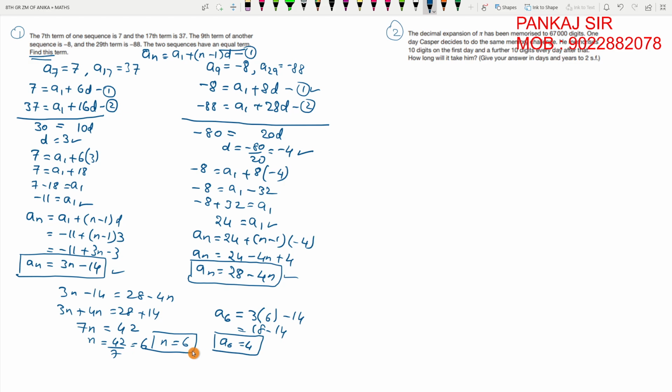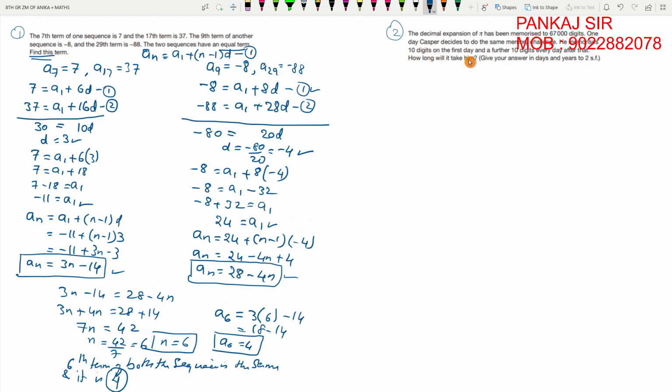And which is that equal term? It is the sixth term. So the answer is the sixth term of both the sequences is the same and it is 4. Okay, that term is 4. So this is the answer for this question number 1.